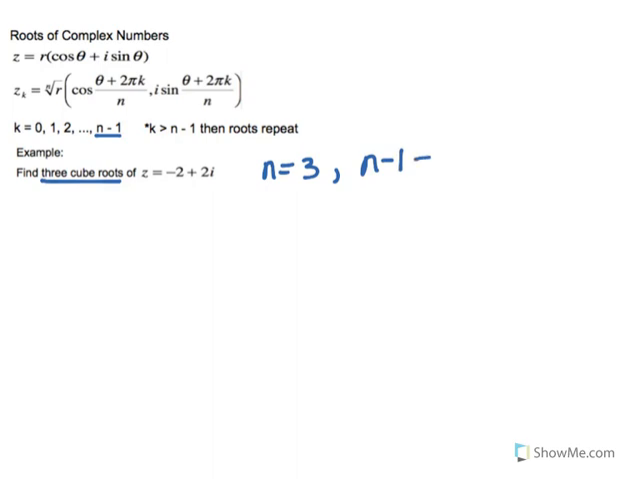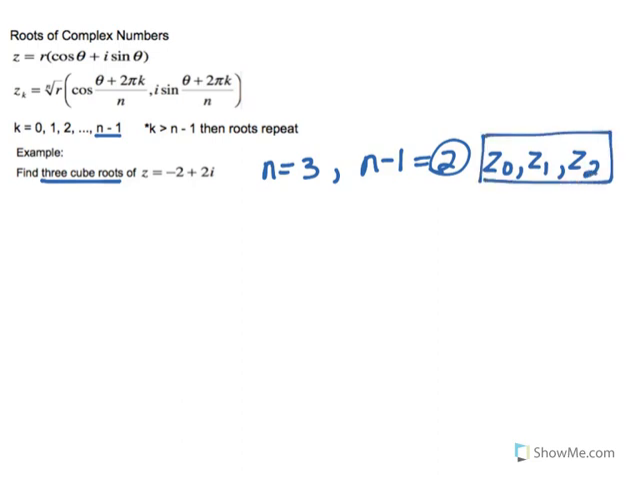We're going to be doing, notice there's a 2 here. What that means is we're going to be finding z0, z1, and z2. Those are going to be our 3 roots later on. You don't really need to write this stuff out. You just need to realize that you are going to be finding 3 of them.